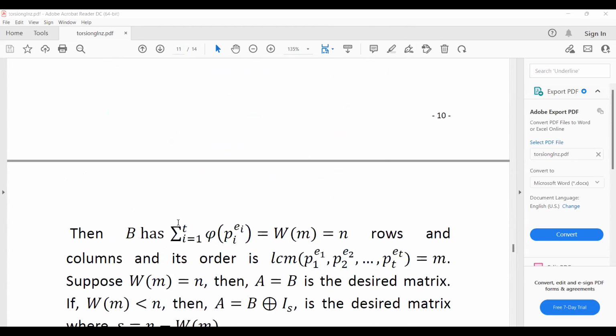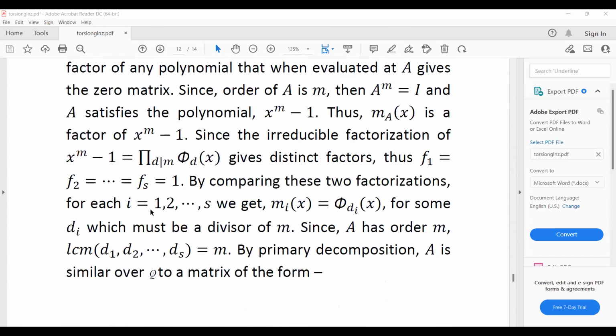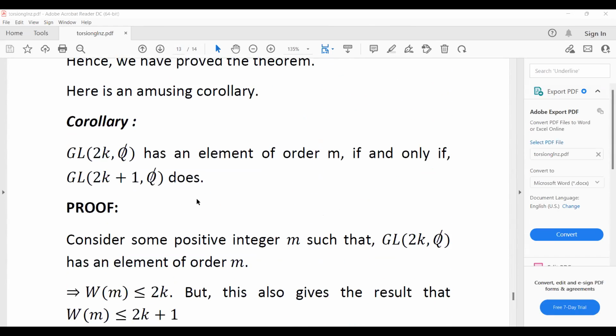Let's see whether I have made any other comments here. Yes, that example falls into this. Because of this criterion given by the theorem, we have amusing corollaries like this. You see, the condition is in terms of prime powers. Because of that, when you look at even size and odd size, GL_n has an element of a certain order if and only if the next odd size has an element of order m. If you directly ask someone to prove this, it's going to be very mysterious. Only by using that theorem can one do it.